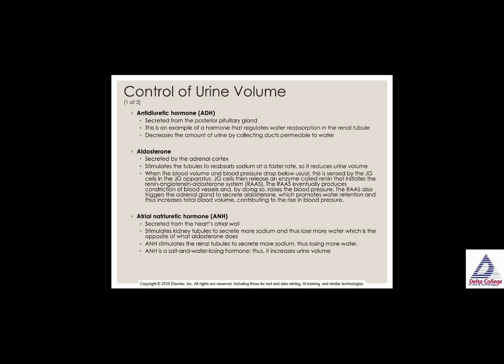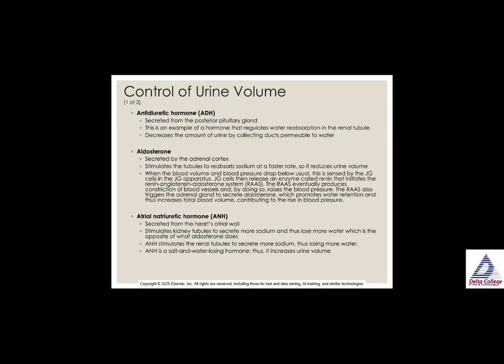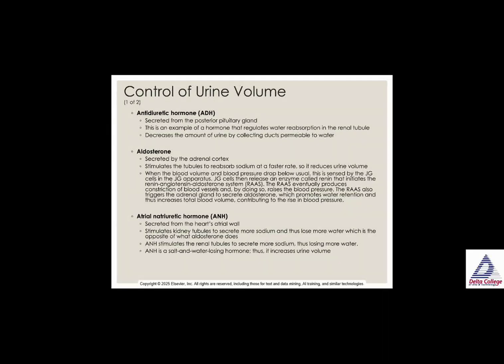So how do we control urine volume? Well, we have to go back to hormones again. So first is the antidiuretic hormone, ADH, which is secreted from the posterior pituitary gland. This is an example of a hormone that regulates water reabsorption in the renal tubule. Therefore, it decreases the amount of urine by making collecting ducts permeable to water. Antidiuretic, so to stop diuresis or urination. Urine, okay? So anti-urine.